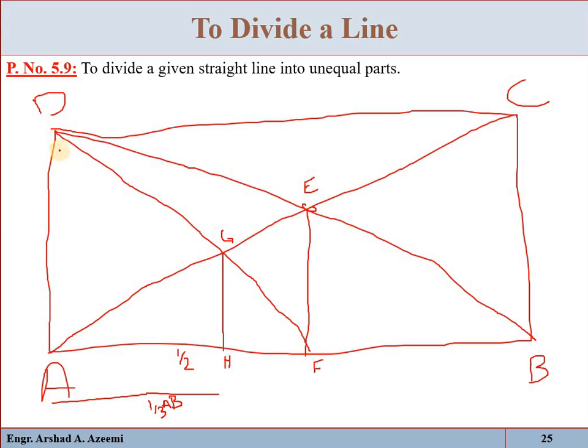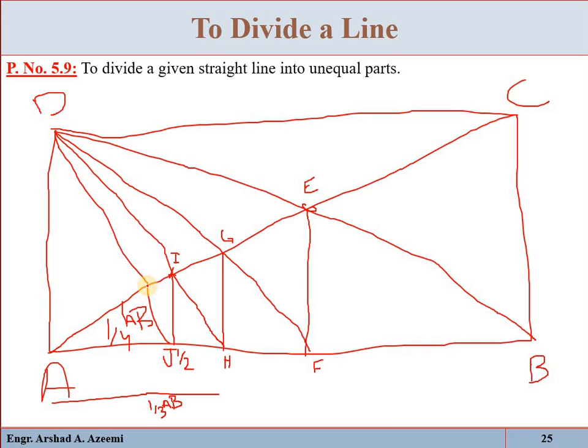Okay. Now join D with H. Suppose this is point I. Now from I, draw a perpendicular. Suppose this is J. So this AJ will be 1/4 of AB. So see, the line is first divided into half, then we have taken 1/3 portion, then we have taken 1/4 portion. Now join D with J.